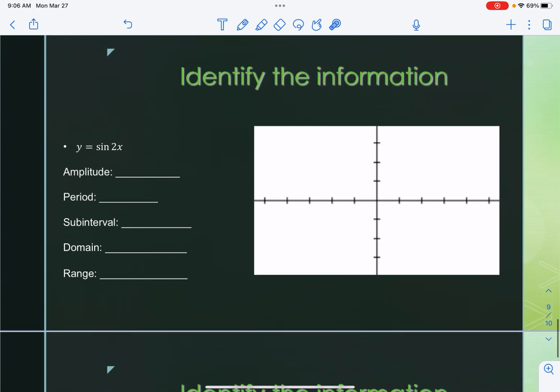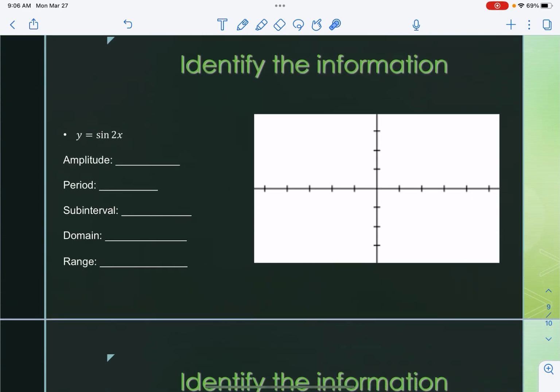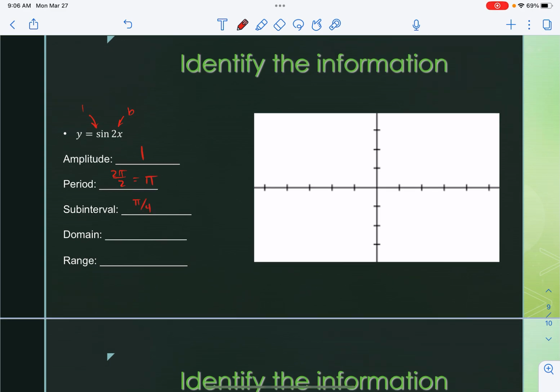Let's look at the next one here. Notice the amplitude here is 1. This is our B value, so it'd be 2 pi over 2, which is just pi. Our subinterval would be pi over 4. So we're going to start at 0, but this time we're adding pi over 4. So this is pi over 4, 2 pi over 4, 3 pi over 4, and 4 pi over 4. And notice that we ended at pi, which is our period. 1, 2, 3, 4, 5 marks.